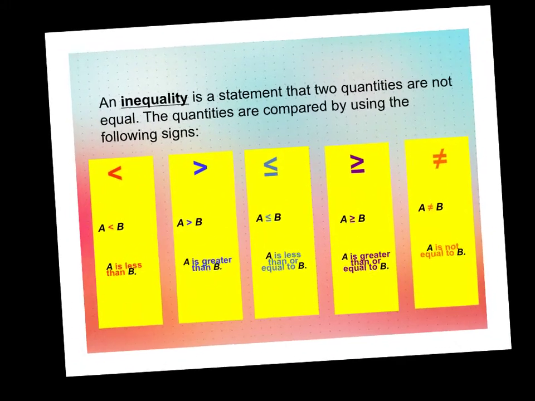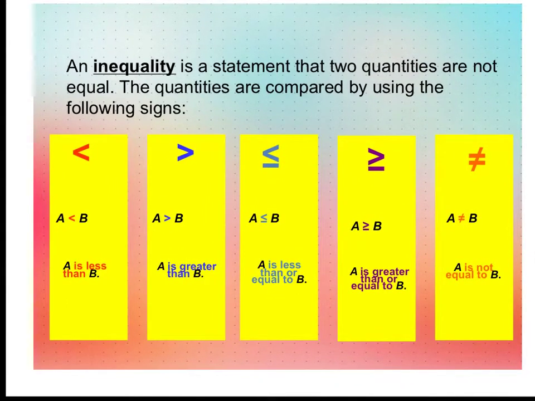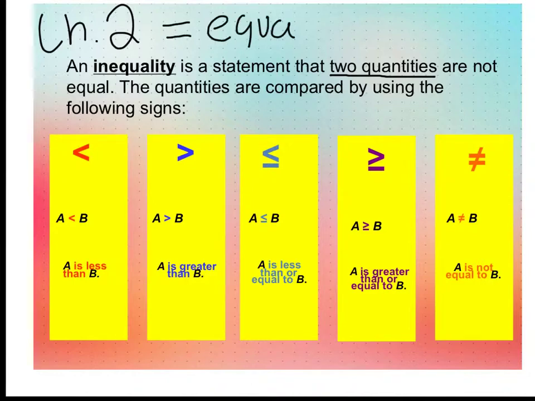Here is the definition of an inequality and the symbols used. So an inequality is a statement that has two quantities that are not equal. The quantities are compared by using the following signs. In Chapter 2, everything was equal, which is why they were called equations. But now, in Chapter 3, we're going to be dealing with inequalities. And inequalities have two quantities that are not equal.